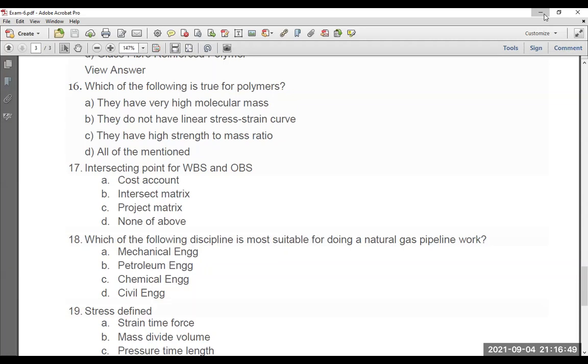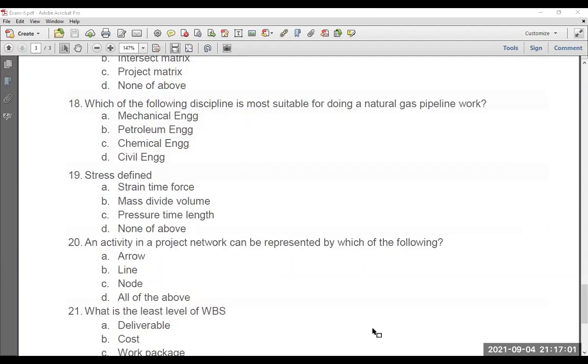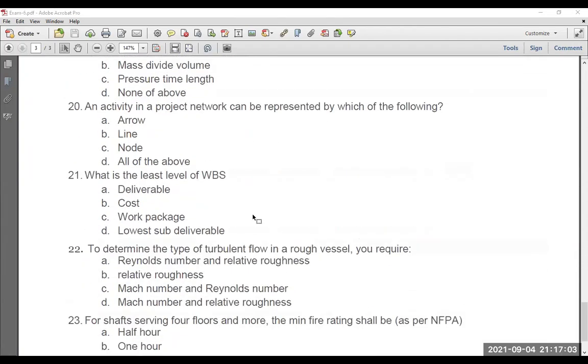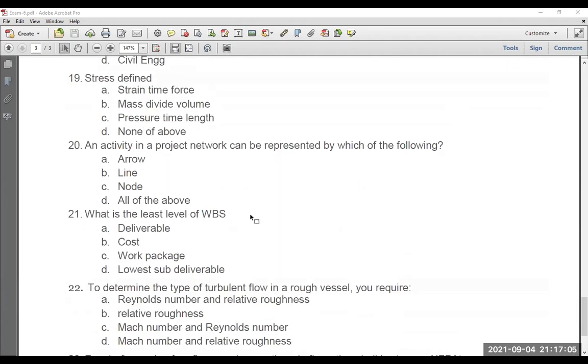Organization breakdown structure and work breakdown structure, as I told you guys. Okay, sir. 18, A, mechanical. 19, none of the above. Again, none of the above. Yes, exactly. None of the above.